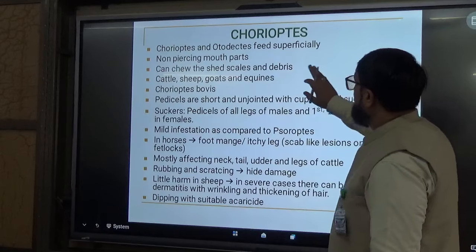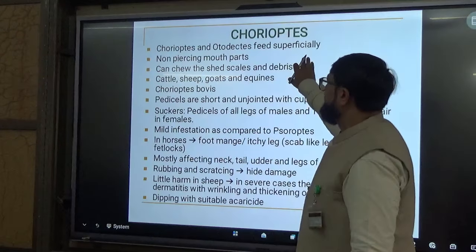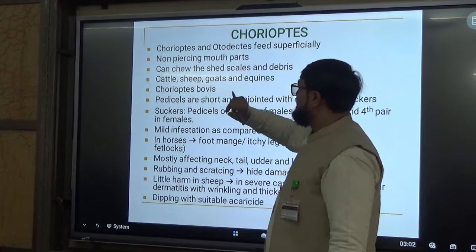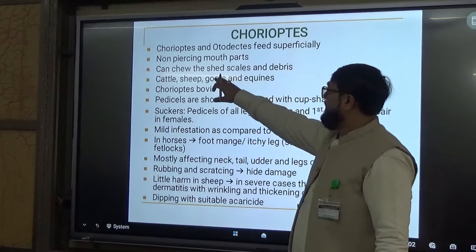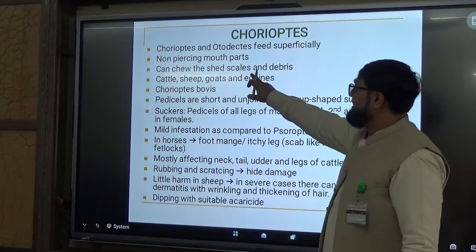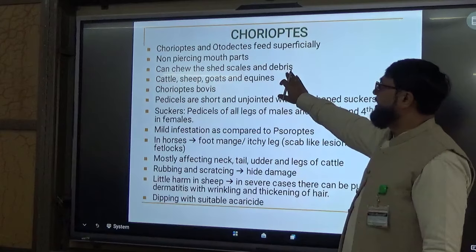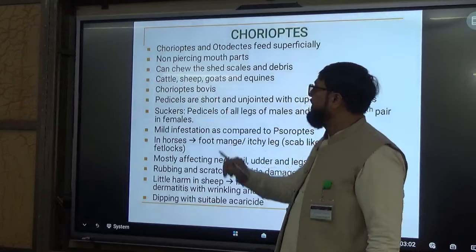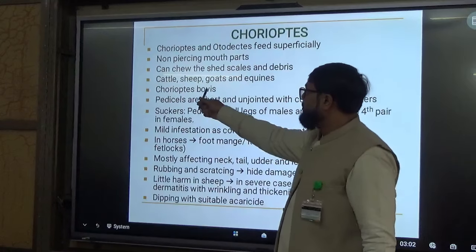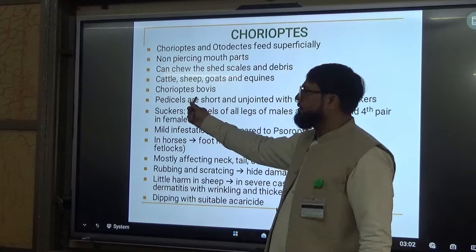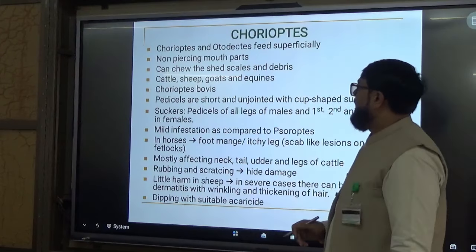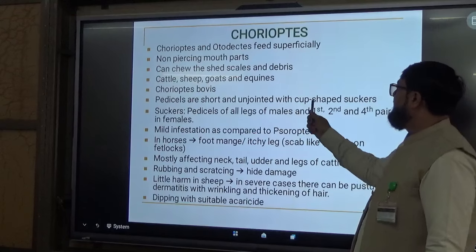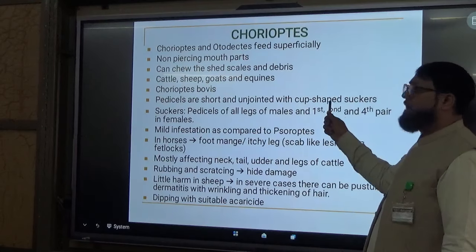Chorioptes and Otodectes both feed superficially. We already talked about that. They do not have piercing mouth parts. They can only chew. They can shed the scales, and they can use the debris for eating purposes. They can infest a wide range of hosts. The species name can be given after the name of the host, like Chorioptes bovis. Here the pedicels are short and unjointed, and they end with cup-shaped suckers.